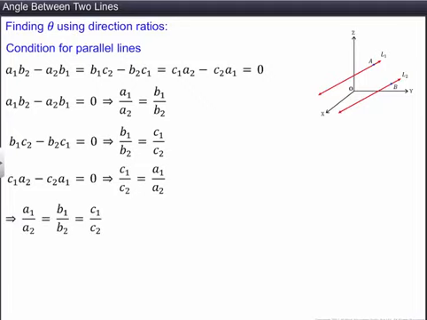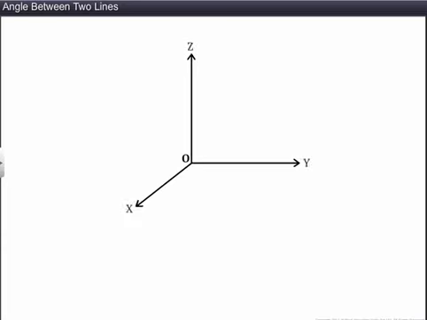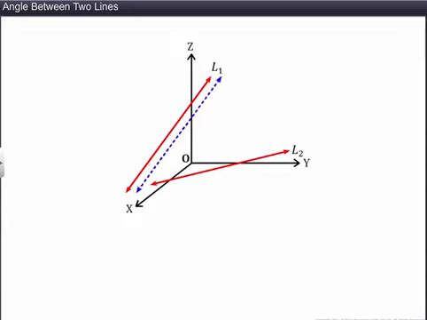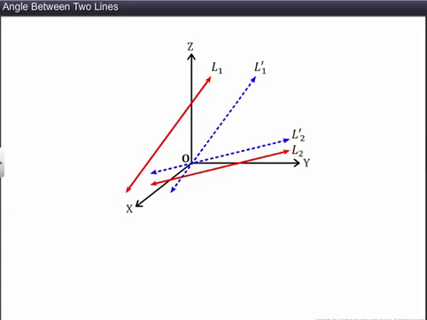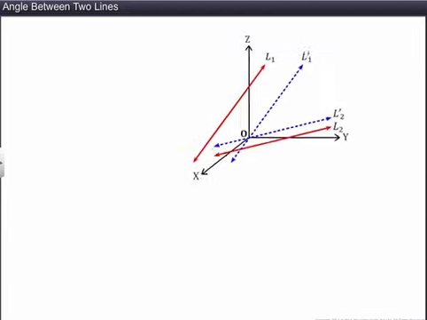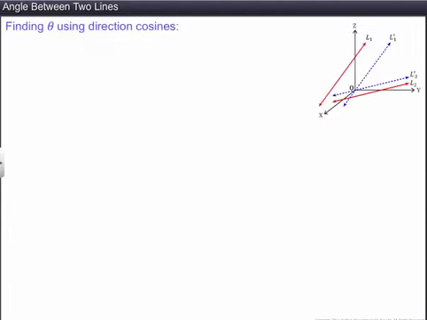The given lines, L1 and L2, may not always pass through the origin. In such a case, we find the angle between them by considering lines L1' and L2' that are parallel to L1 and L2 and pass through the origin. Now, let us see how we can find angle theta if we are given the direction cosines of lines L1 and L2 instead of their direction ratios.